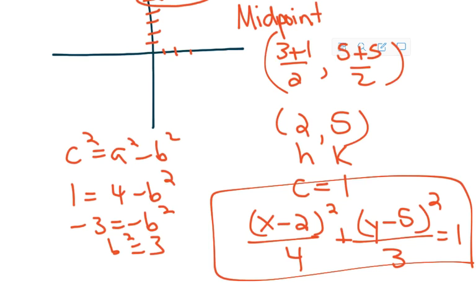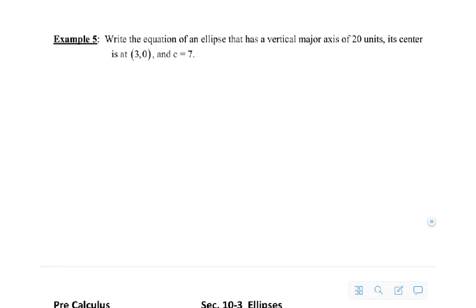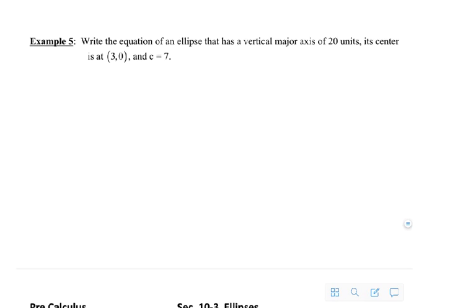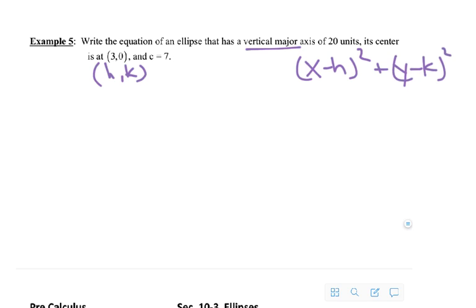Last problem, write the equation of an ellipse that has a vertical major axis of 20 units. Its center is at (3, 0), and c is equal to 7. All right, so I know that my equation is still going to be (x minus h) squared and (y minus k) squared. It's just that if it's a vertical major axis, the bigger number is going to be under y.